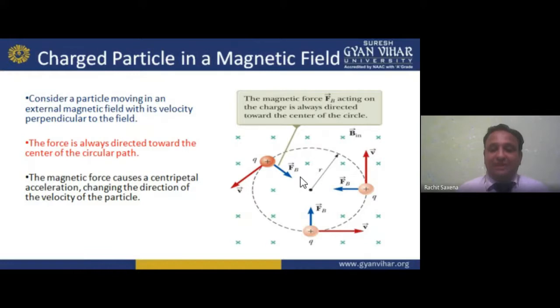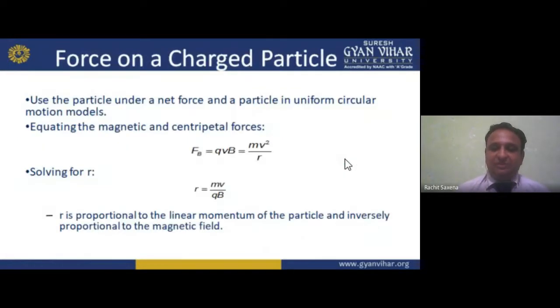So if I want to know the magnetic force, the magnetic force is basically q into v into B. Q is the charge, v is the velocity, B is the magnetic field or magnetic field density. The magnetic force on all the particles makes them move towards the center, and we have some radius, r.